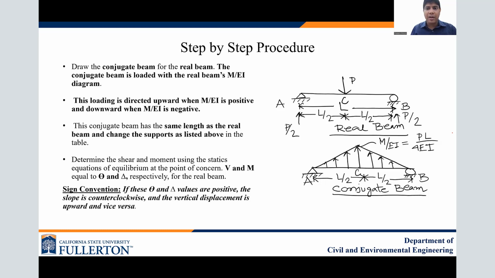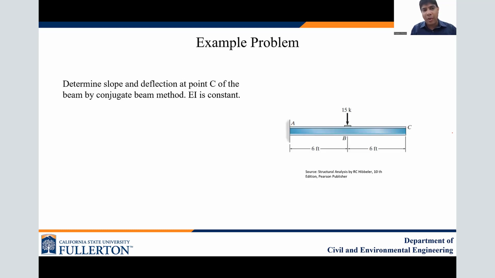Very, very important part. Now we are going to do one example problem with this cantilever beam, whereas one side is fixed, A is fixed, other side C is free, and we have just one concentrated load, 15 kip acting exactly in the middle, 6 feet from the fixed wall. So altogether span of the beam is 12 feet. Our aim will be to find out slope and deflection at point C of the conjugate beam by conjugate beam method. Here it is mentioned that EI is constant.